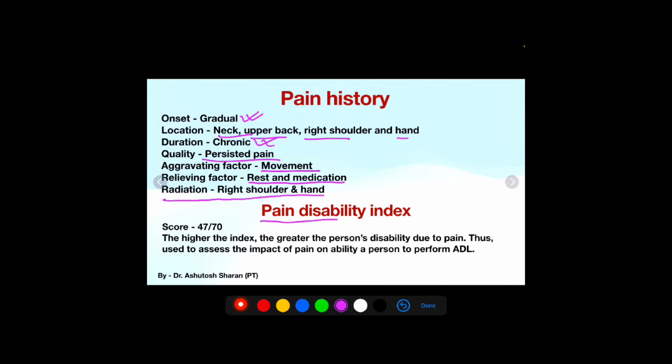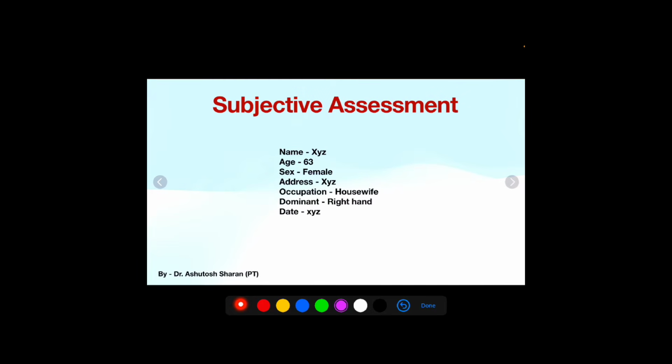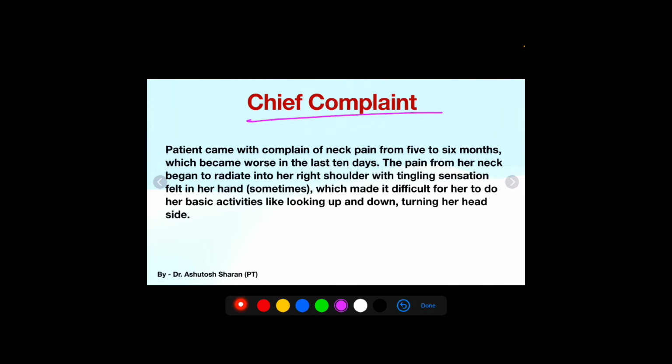Next one is the pain disability index. Why is this important? First of all, let me tell you the score. Score is 47 out of 70. Now, let me tell you the relevance of the pain disability index. For that, I will have to move to the chief complaint. The patient's chief complaint was pain from her neck beginning to radiate into her right shoulder with a tingling sensation felt in her hand sometimes, which made it difficult for her to do basic activities like looking up, down, turning her head sideways.